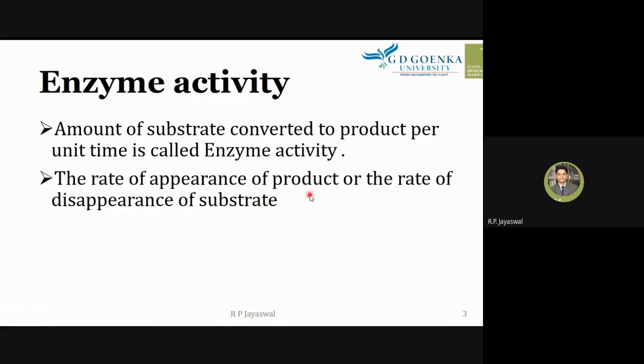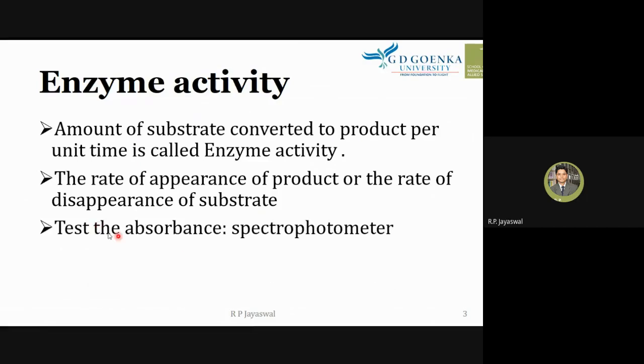When there is an enzymatic reaction, if you are able to measure the rate of appearance of product, at what rate the product is being made from the substrate, or the rate of disappearance of substrate, since when the substrate is converted to product the substrate disappears and the product appears, then we will be able to measure the enzyme activity. We can take the absorbance of the test at the end of the chemical reaction using the spectrophotometer, which will give the net change in the optical intensity of the solution where the chemical reaction takes place.